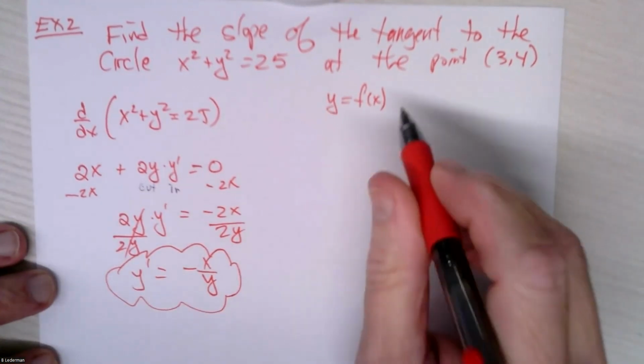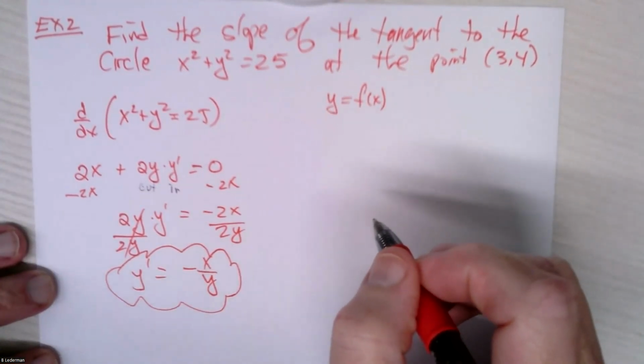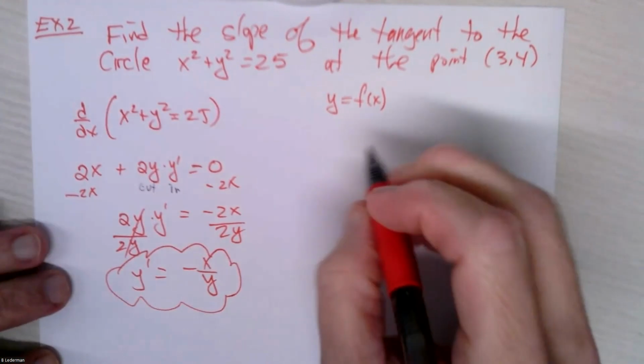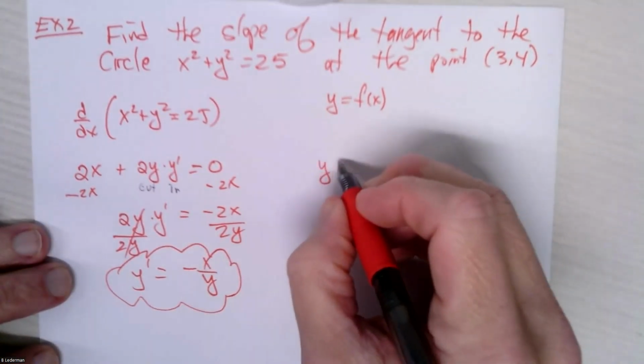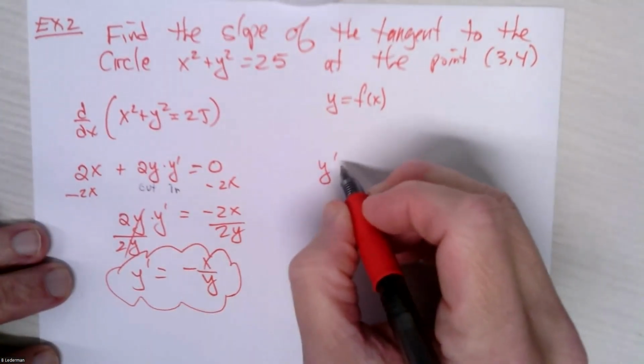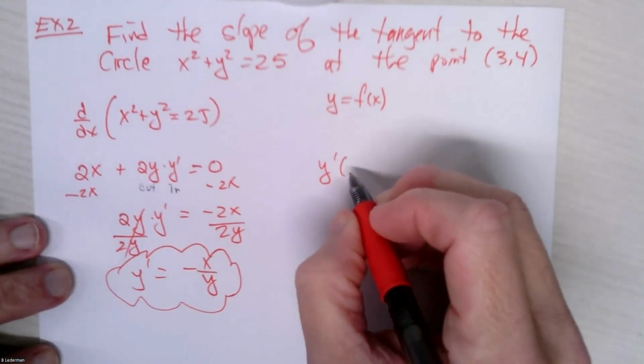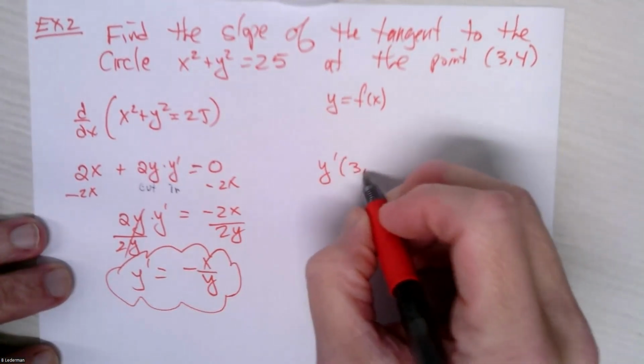Now I'm going to look at the point 3, 4. So y prime, watch how I'm writing this. y prime of 3 comma 4.